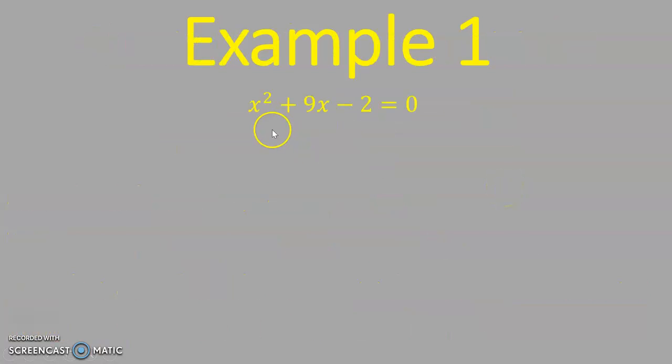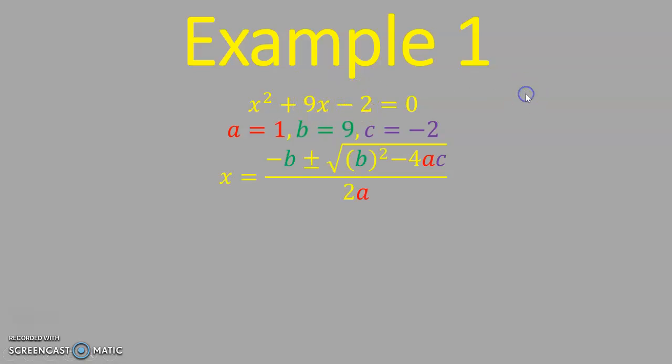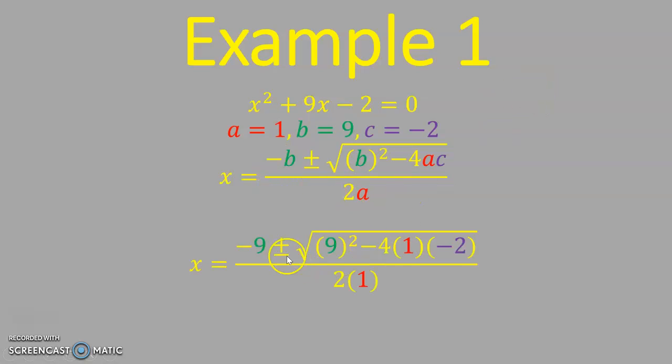So for our first example, we have a simple quadratic equation here. We're in standard form, we're set equal to 0. So we'll color code here, A being the coefficient here, B being the coefficient here, and C being the constant. So we're going to color code the quadratic formula and put those numbers in.